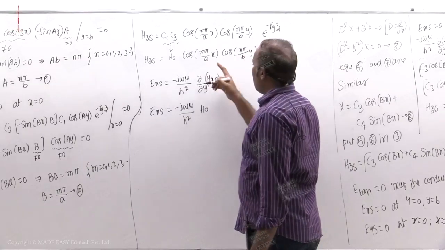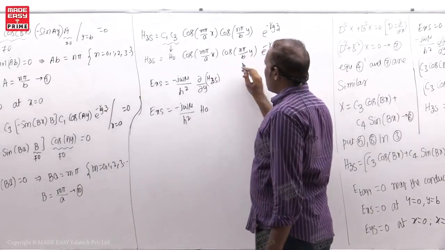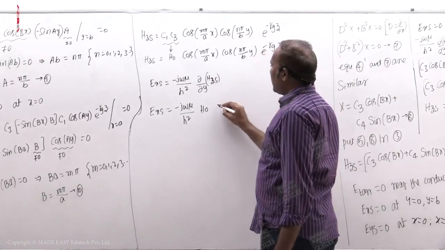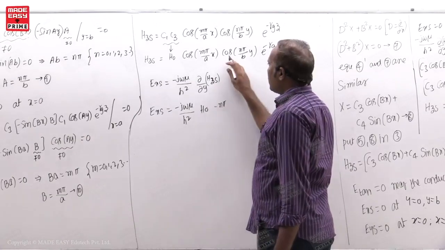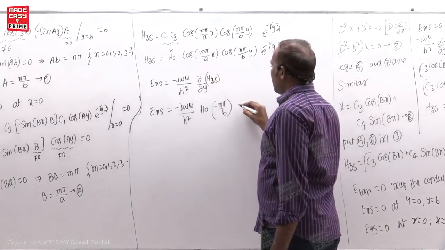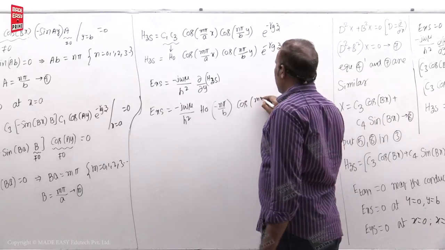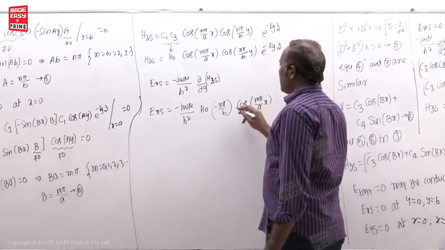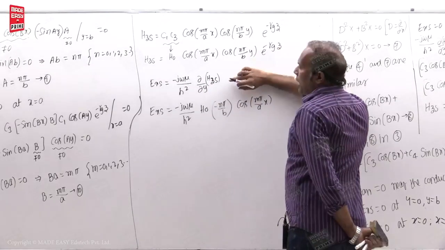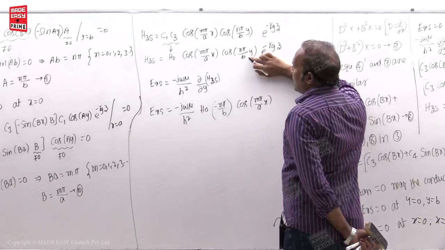Same with respect to y you have to do. With respect to y, here n pi by b you get. So d by dy of cos is minus, you get minus n pi by b, then the same cos of m pi by a into x. Student, what I was telling, d by dy means partial differentiation, dou by dou y. Only y you have to differentiate.